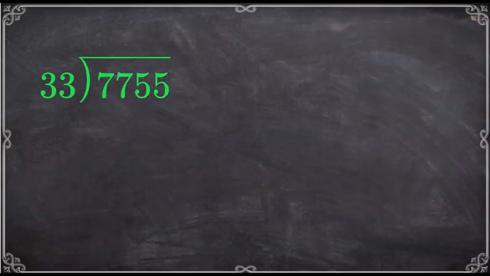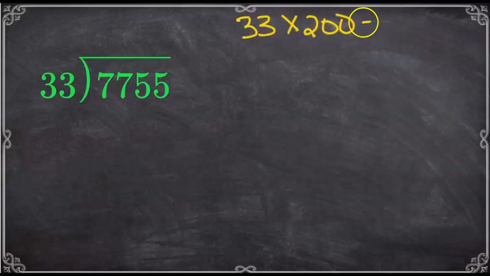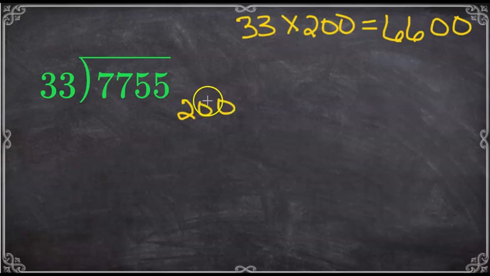All right, I'm going to work one more problem with you. So we have 7,755 divided by 33. So let's see, what partial quotient can we use first? Let's do, well, I know 33 times 2 is 66. So if I did 33 times 200, that would be 6,600, and that is less than 7,755. So 6,600 with a 200 right here would be a good number to start with.